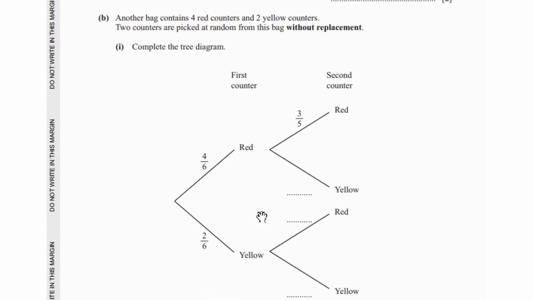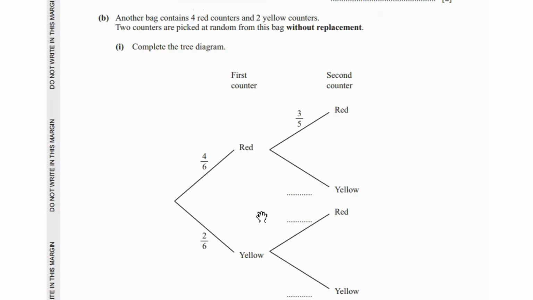Then it says another bag contains 4 red counters and 2 yellow counters. 2 counters are picked at random from this bag without replacement now. So in this one, it's different. Now he's not putting them back once he's taken the counter out. We have to complete the tree diagram.